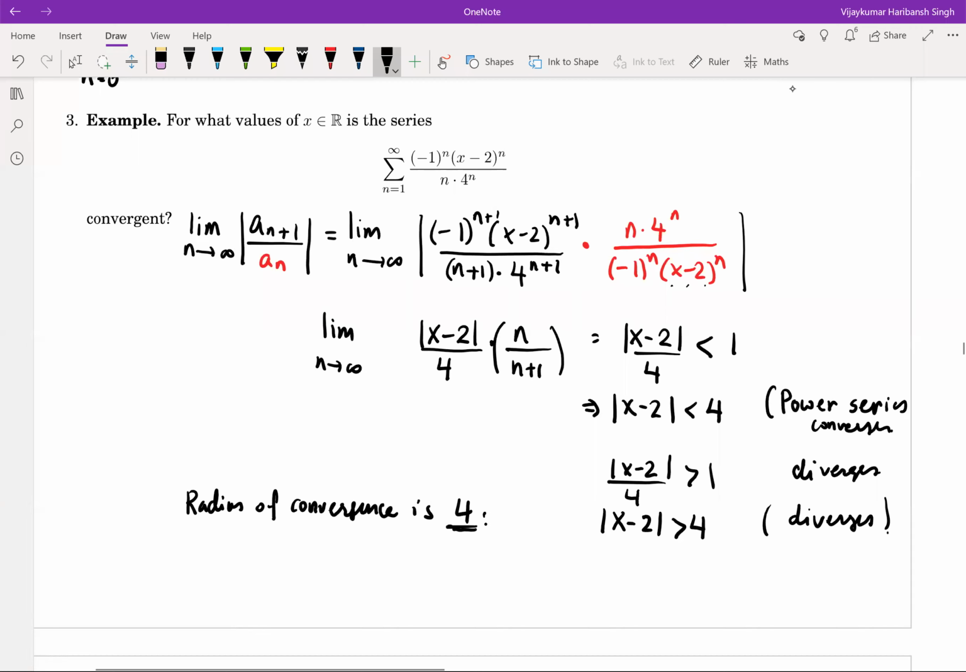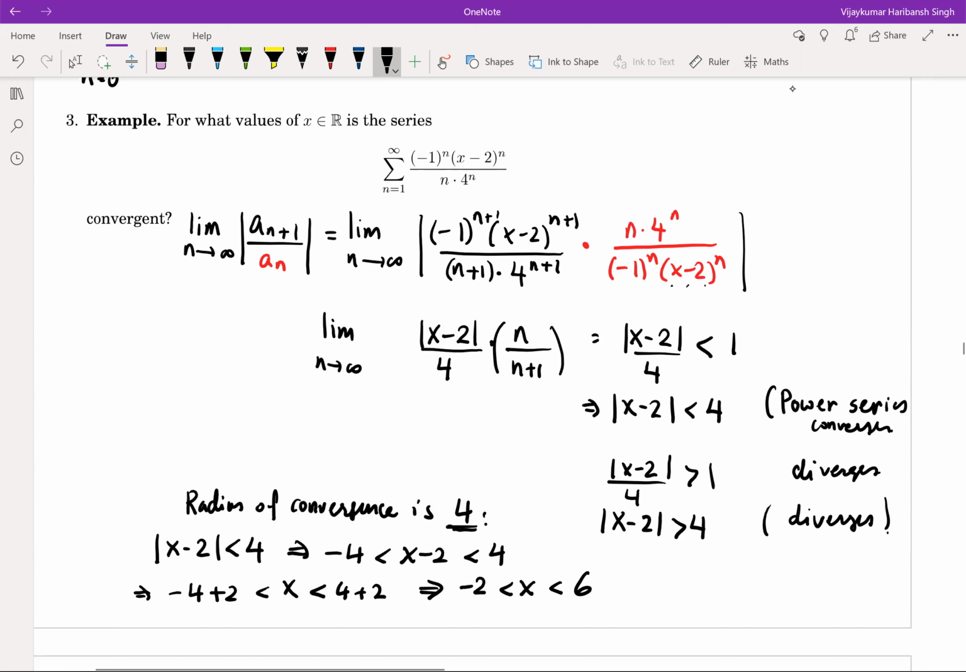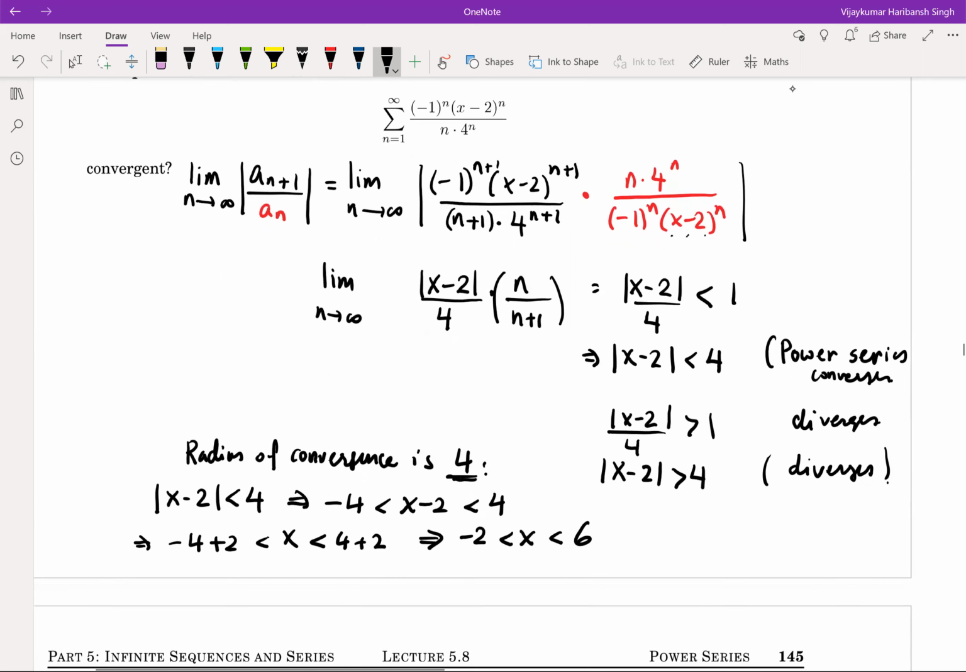For the interval of convergence, note the following. |x-2| less than 4 implies -4 less than x-2 less than 4. Now this implies -4+2 less than x less than 4+2. So this means -2 less than x less than 6. So inside here, the convergence is guaranteed. And outside, we have to just check at the endpoints now to see what happens, right? So we check separately for the endpoints.